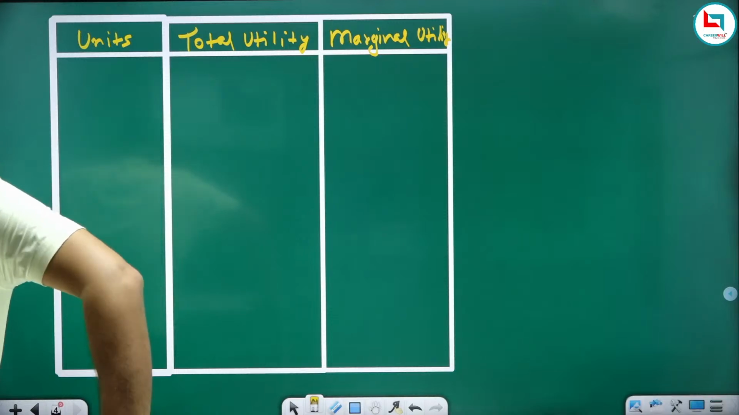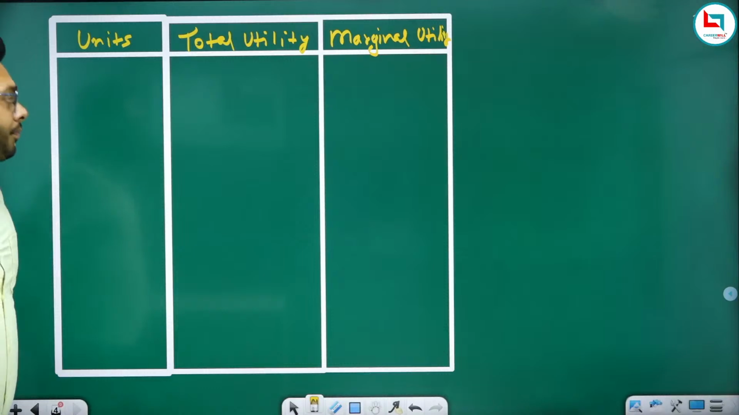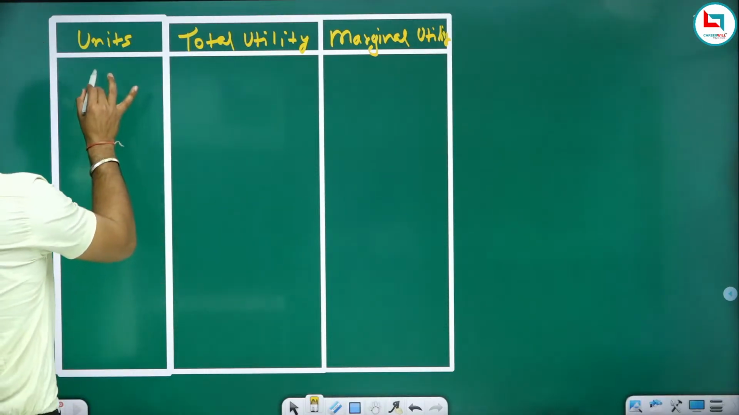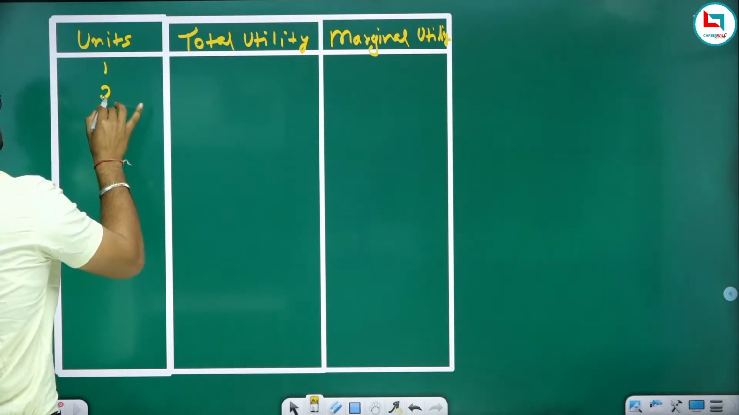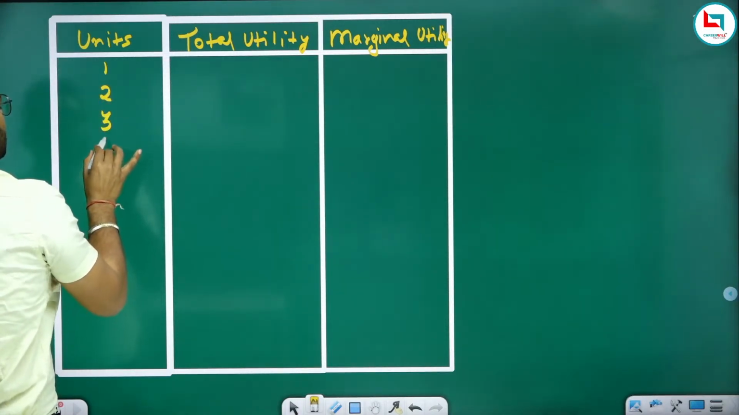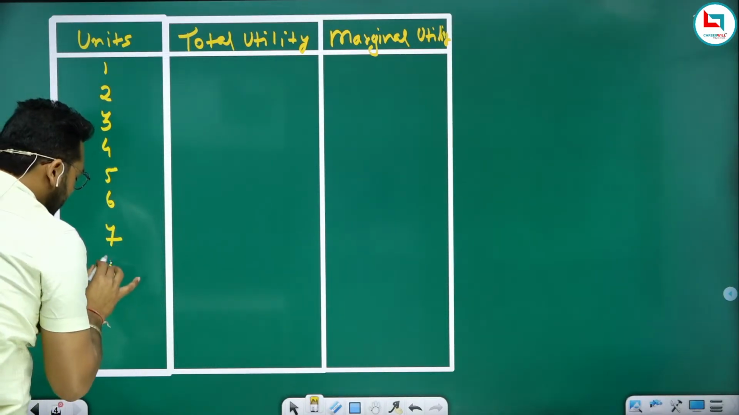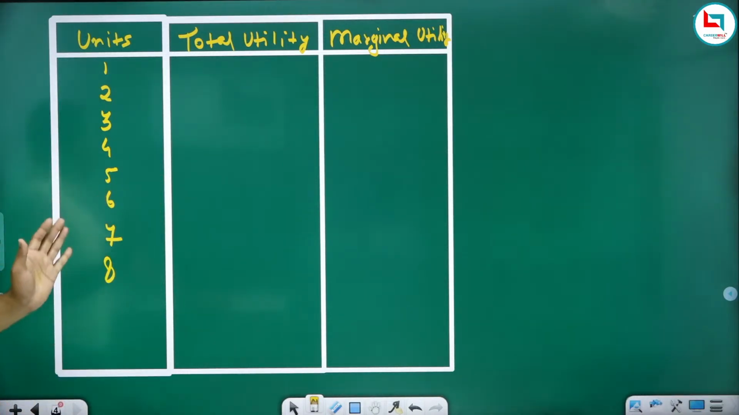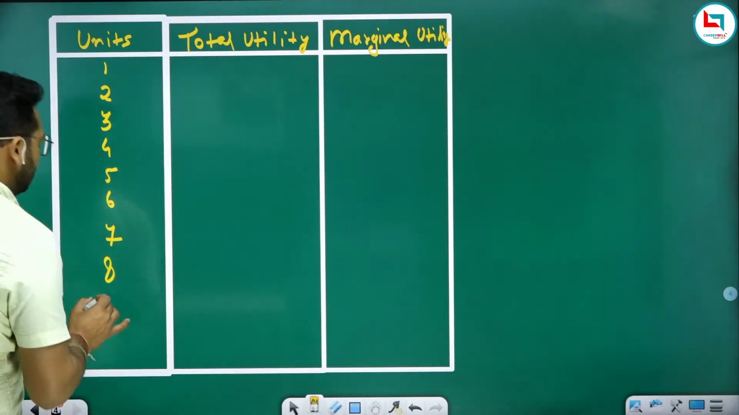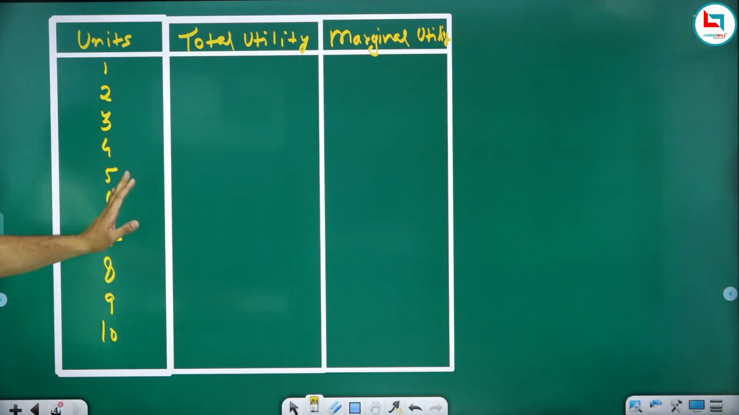Just write it down fast. If you consume 1 unit, and again you consume 2 units, again 3 units, 4 units, 5 units, 6 units, 7 units, and 8 units. Am I clear? Let's say I can also write 9 and 10 units. We can also write this. Just write it down fast.